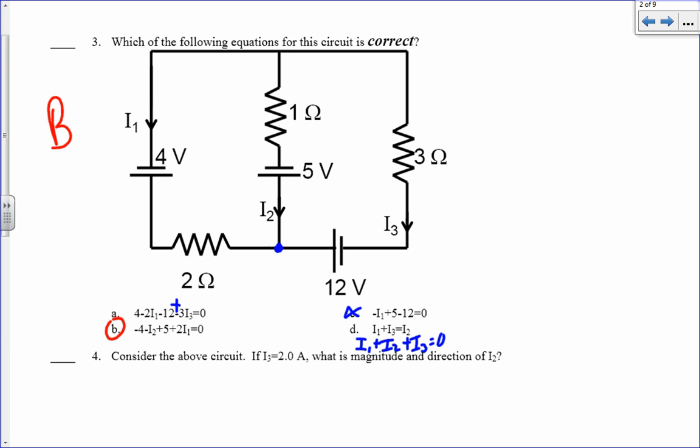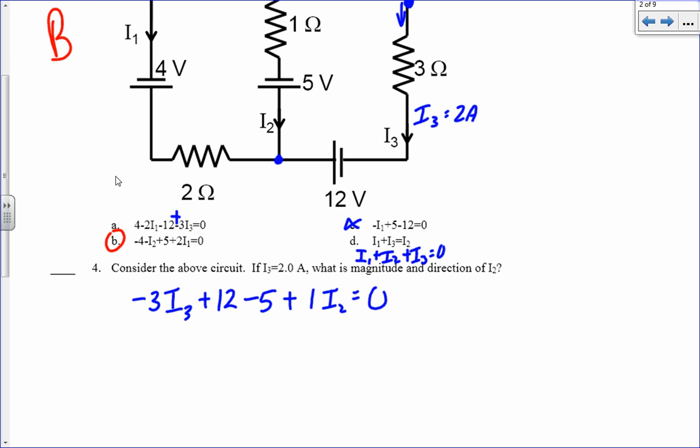Now consider the above circuit. If I3 is equal to 2 amps, so that's this current, I3 equals 2 amps. What is the magnitude and direction of I2? I'm going to start here. I'll go in this direction, writing the loop rule. That's minus 3 times I3 plus 12 minus 5 plus 1 I2. That's equal to 0. I want to find I2.